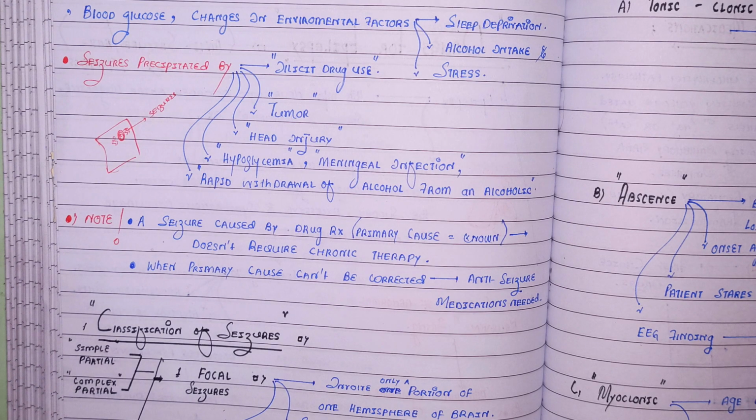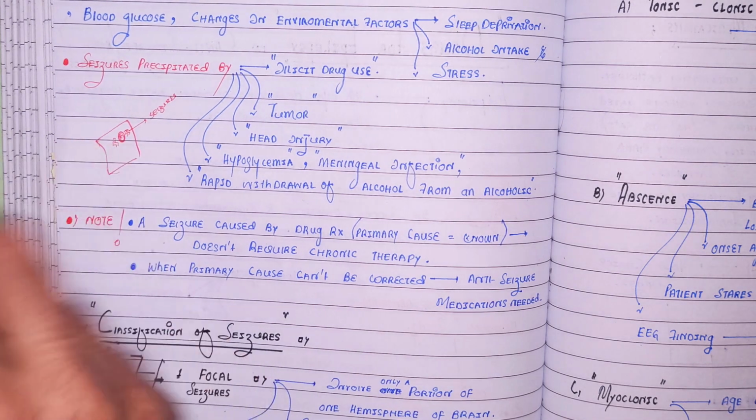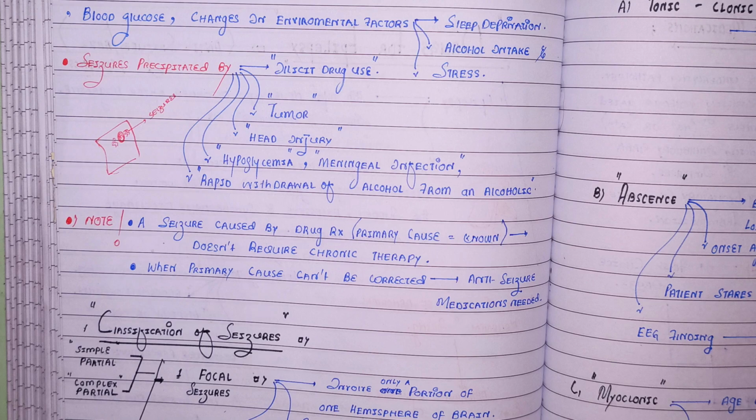Okay? But if the seizures are due to some pathology here and that pathology is not known, in that case you can't do anything. You just have to provide the patient with anti-seizure medications. Okay? क्योंकि कॉज पता ही नहीं ना, किसको अवॉइड करेंगे. ठीक है बच्चों, इस तरीके से.